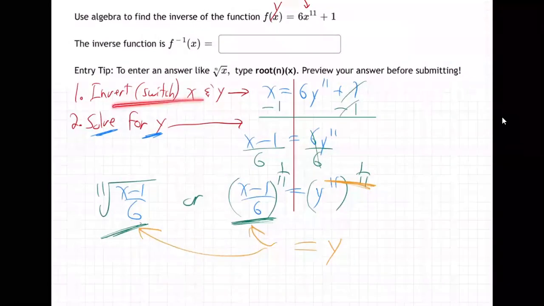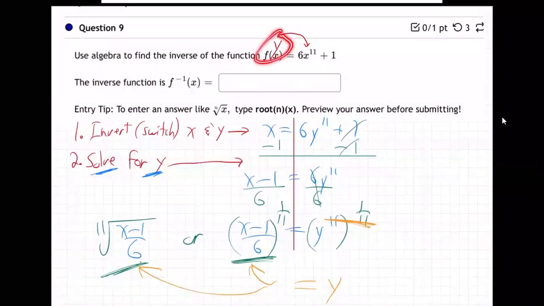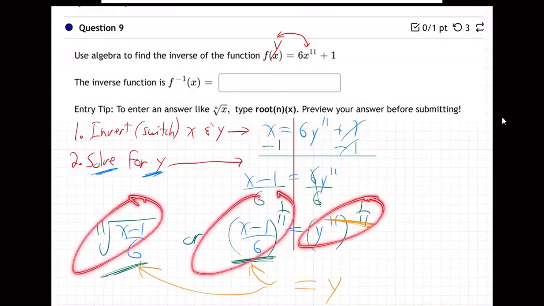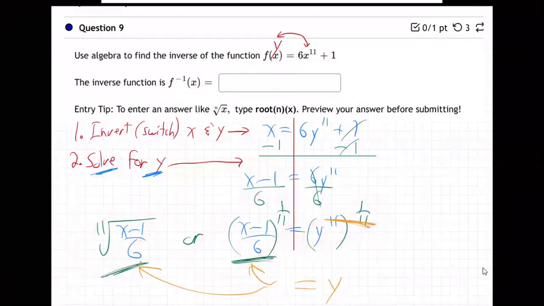Why? Because we switched x and y, right? The f was y. Functions are always y. They switched. X is out here, y is over here. Then we solve for y. Last step, 1/11th power or 11th root. Either way, same thing. And there we go. Either one of these will work as the answer for y, which is indeed the inverse function of the original function. There we go.